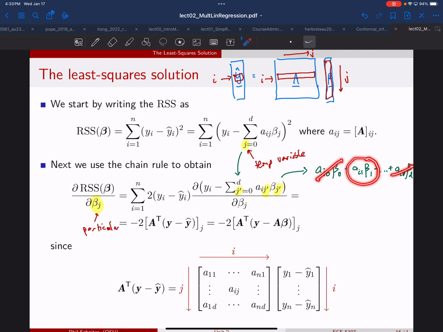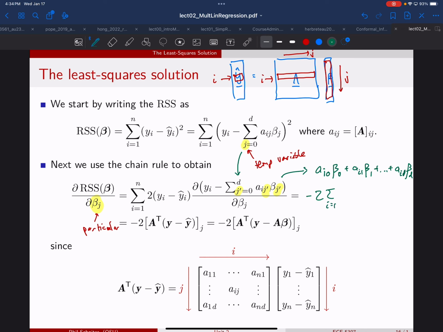So the only term that's left is the one that depends on beta j. And for that term, which has the form aij beta j, when you take the partial derivative with respect to beta j, it just becomes aij. Of course, you have this as well. So let me just write this down and then come back for questions.